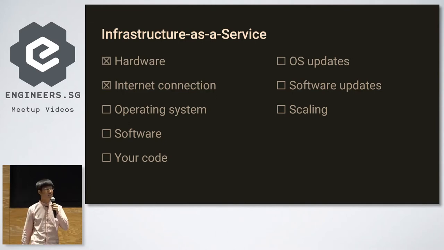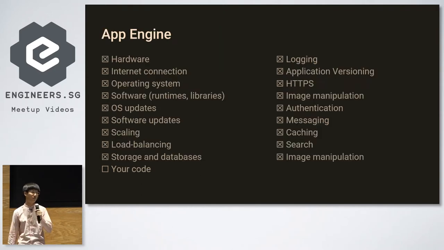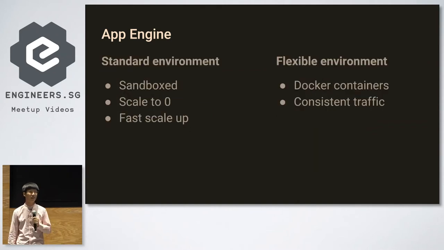Platform as a service takes this one step further, and it leaves you to care about nothing else but your own code, while the platform takes care of all the other concerns. App Engine is an example of a platform as a service that provides many more functions, such as HTTPS out of the box with their recent managed SSL, or authentication, search, storage, and many other services. When people talk about App Engine, there are two main environments, the standard environment and the flexible environment, which was recently introduced.